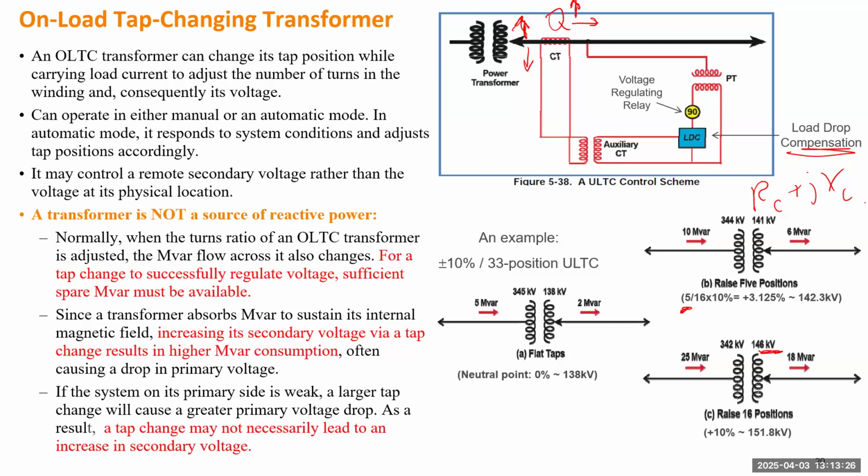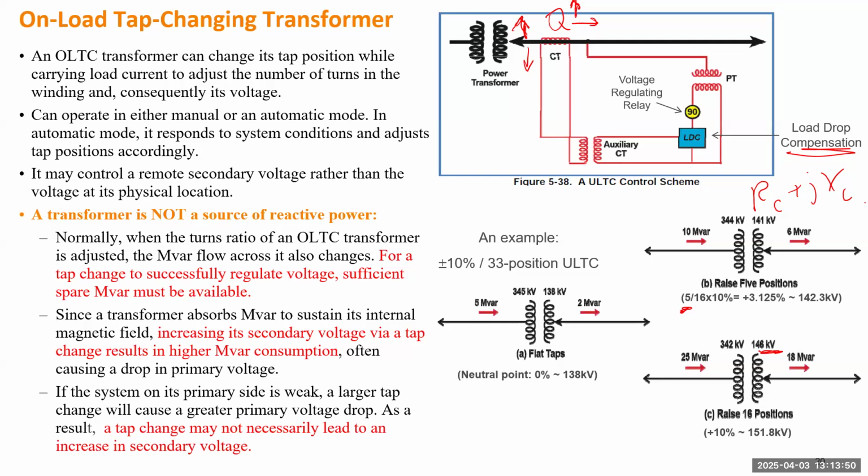And the transformer itself right now consumes 7 megawatts. Okay. So if the primary side has already reached the limit, definitely for this case, you have already utilized all the 16 positions. But if you still have room to continue moving up, but the primary side has no ready power to provide, it will stop there.